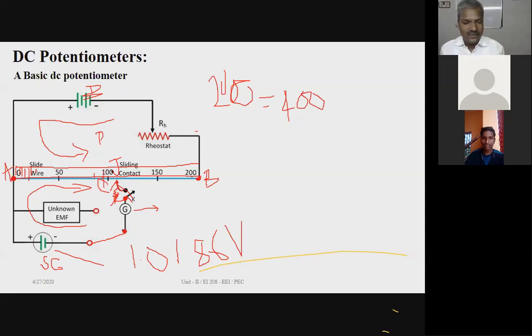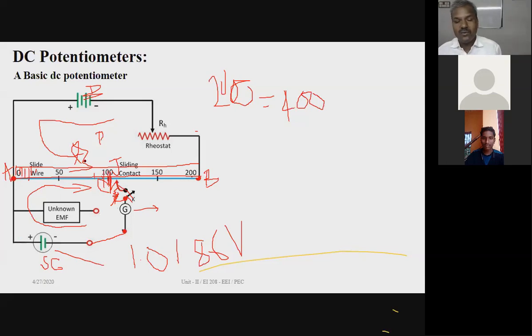When we connect the standard cell to the circuit, suppose the balancing condition is at 100 ohm, at this position. You note it down from the slide wire scale. There is a scale over the slide wire. From the scale, you measure the length, say the length is LS. When the standard cell is connected, the balance position is LS.